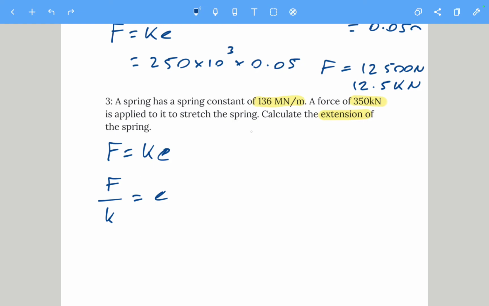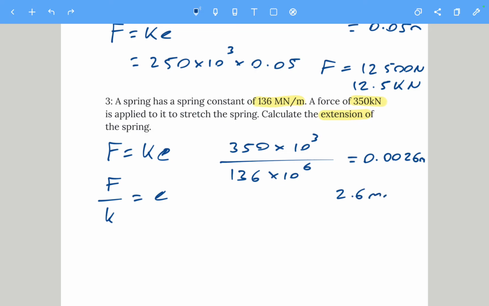So then we just need to do the conversion. So the force is 350 kilonewtons, so you need to times that by 1,000, which is 350,000. I'm going to write 350 times 10 to the 3. If you've put 3 noughts, it's perfectly fine. Divided by the spring constant. Now this one's 136 meganewtons, so you need to times that by 1,000,000, 6 zeros. I'm just going to write 136 times 10 to the 6. Exact same thing. If you've not done standard form, it doesn't matter, you'll get the same answer. Put that into your calculator, and that's 0.0026 meters. Or you could have put 2.6 millimeters.